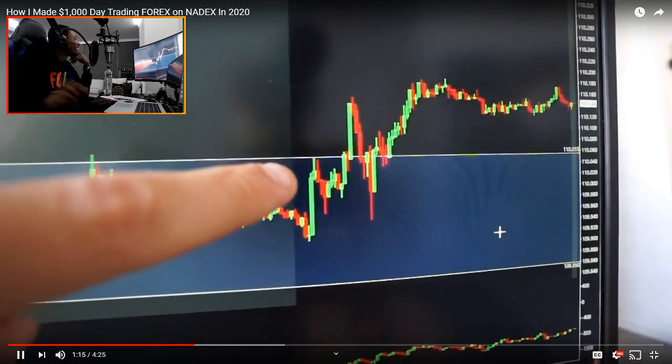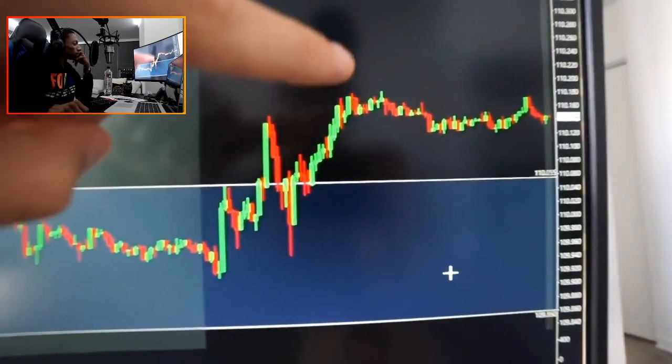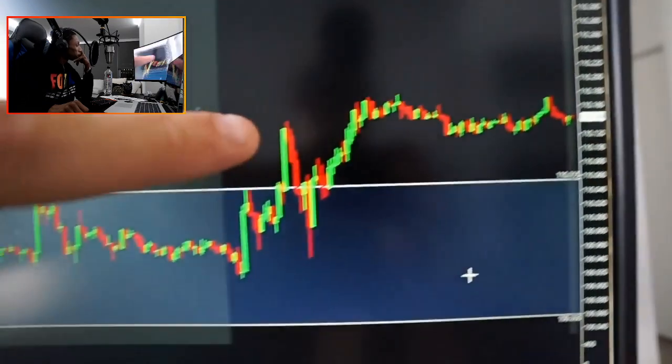We have a value area. Price was actually breaking above value, so on this trade we were going long with a target up here at 110,370. So I took a strike.